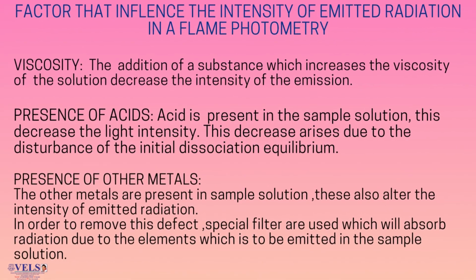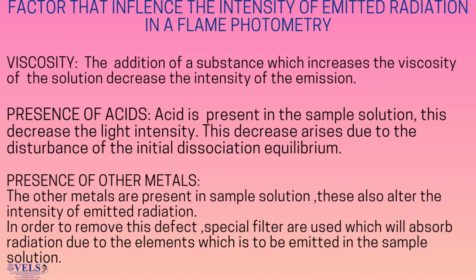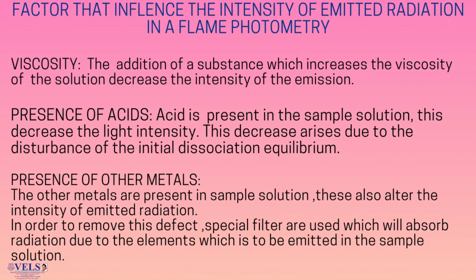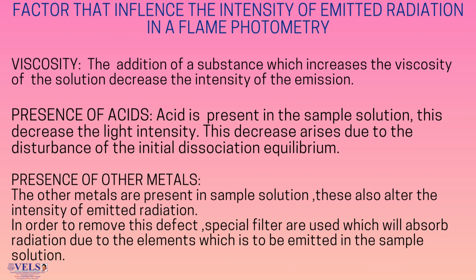So let us see the factors affecting the flame photometric process. These are the factors that interfere with the process, so we take care of these parameters. The first one is viscosity. If the sample solution is very viscous, it is difficult to vaporize and difficult to form droplets. It takes time. So the addition of a substance which increases the viscosity of the solution decreases the intensity of emitted radiation.